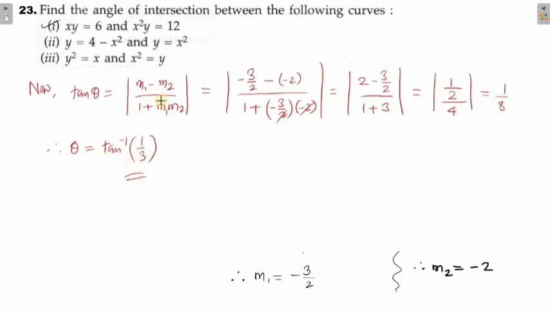So the angle of intersection between curve 1 and curve 2 turns out to be tan inverse 1 by 3. If you want to use the calculator and find out what the angle is, you can do that also. Otherwise you can leave your answer like this. All right, so you may pause the video and note down your solution.